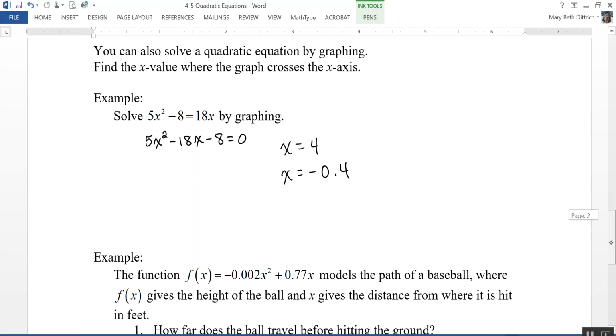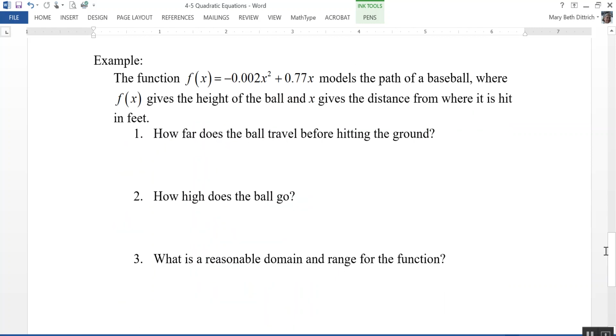And our last example here is a word problem. And it says the function f of x equals negative 0.002x squared plus 0.77x models the path of a baseball where f of x gives the height of the ball and x gives the distance from where it is hit in feet. So the first thing says, how far does the ball travel before hitting the ground? In other words, what is x?